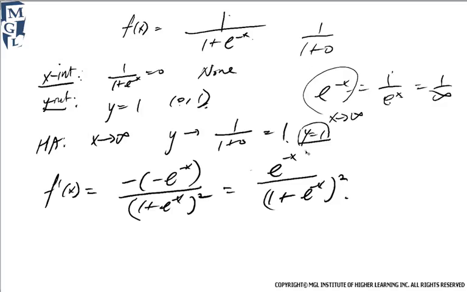Now can this expression ever equal 0? You know that any exponential expression can never be 0, because it has an asymptote at y equals 0. So this can never equal 0. That means there's no critical point.